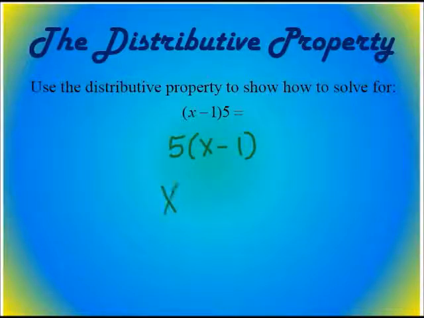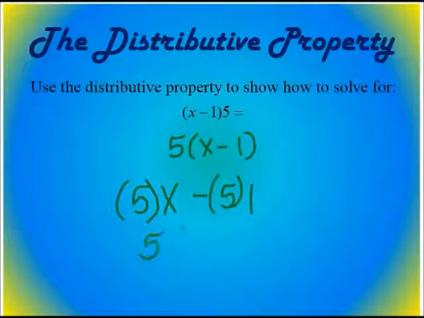So you're going to write what's in parentheses and stretch it out. You're going to let the 5 visit each number inside of the parentheses. So 5x minus 5 times 1. So now we have 5x minus 5.